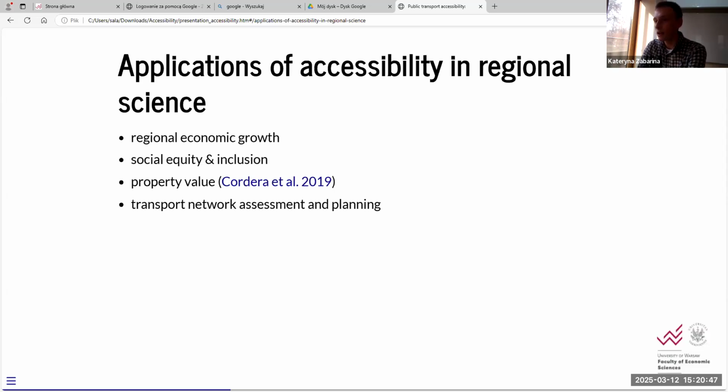It can be a useful tool for describing regional economic growth, because higher accessibility means simply better access to services, goods, and jobs, so that it can boost the economic growth of a given region. Furthermore, we can use accessibility to assess social equity and inclusion, to see whether some regions are excluded, and maybe it slows down their economic growth, or generates some problems.